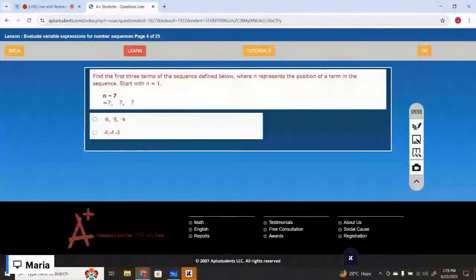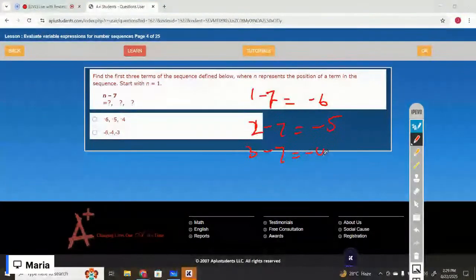Find the first three terms of the sequence defined below where n represents the position of a term in the sequence. Start with n equals 1, n minus 7. So 1 minus 7 is negative 6, 2 minus 7 equals negative 5. 3 minus 7 equals negative 4. So they are negative 6, negative 5, negative 4.